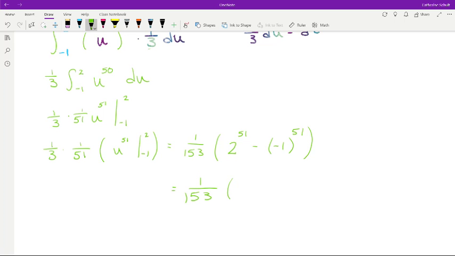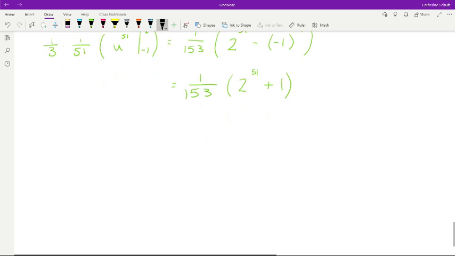We can just write out 2 to the 51st. And then what about negative 1 to the 51st? What's that going to be? It's just going to be negative 1, right? So minus negative 1 will be plus 1. And we can just leave our solution like that. And notice, because it's a definite integral, we do not need the plus c. We only need plus c to define a family of functions for indefinite integrals. Okay, so let me stick with this example.